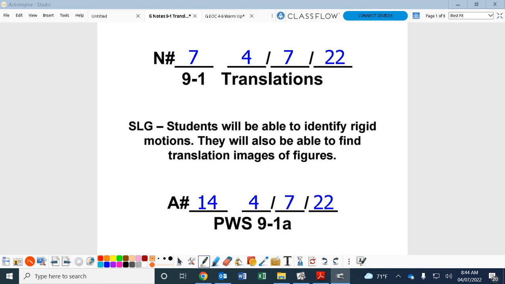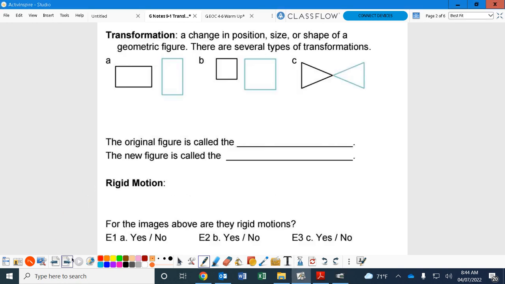Okay, so today we are going to be dealing with translations. This is the first of 4 transformations that we will be doing. We're going to be taking things and transforming them on the graph to move them, to slide them, to flip them, to rotate them, to do all these things. It's not going to be crazy complicated.